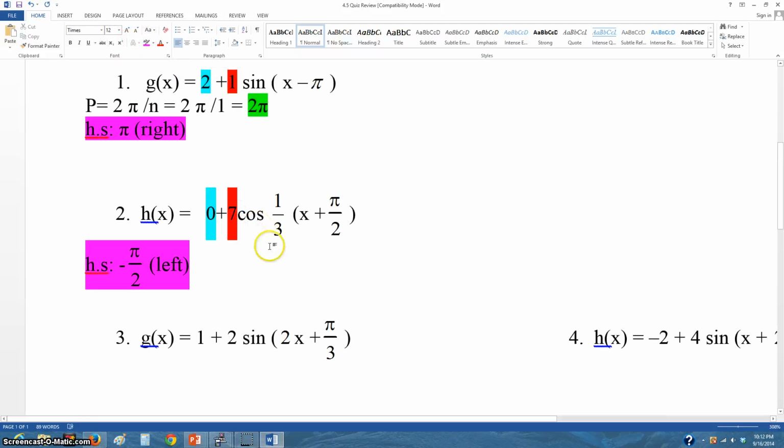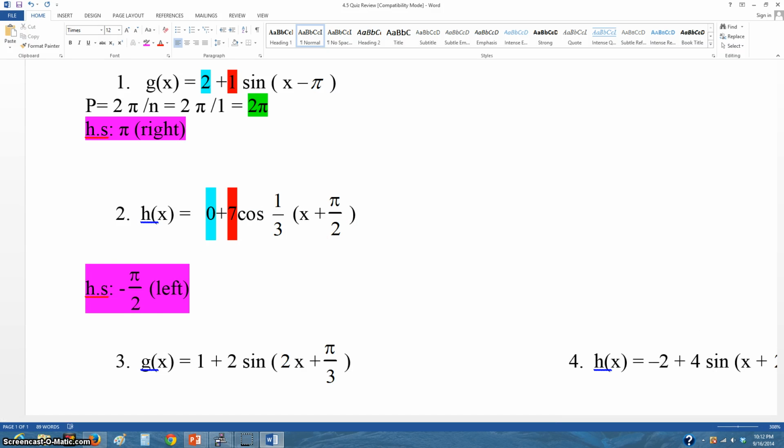Okay, so all I have left for this one to do is to find the period. So I'm going to go ahead and say P is equal to 2 pi over n, which is equal to 2 pi over one over 3, like that. Okay, at this point, this is a copy, change, flip.